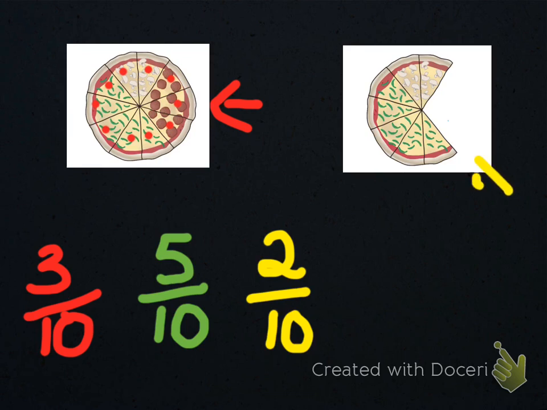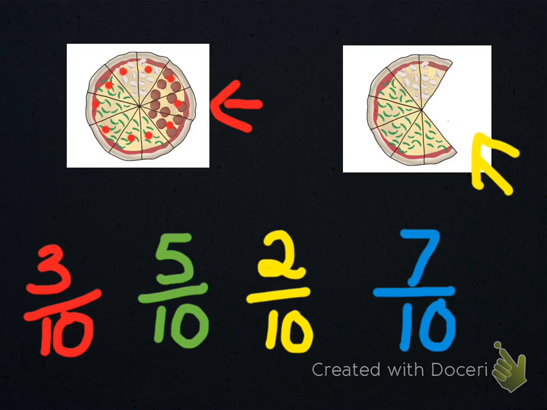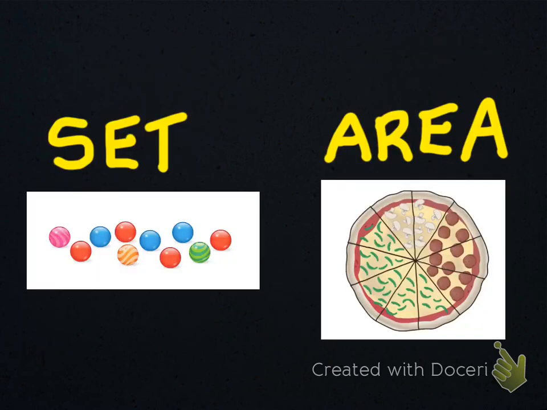Let's look at this picture over here for a second. What if I said to you, how many slices of the pizza are remaining? Meaning how many are still left after everything else has been eaten? So again, you would count how many pieces are still left there, and you would see that there are 7 slices still left out of the 10 that would have been there originally, or 7/10 of the pizza is still left. Hopefully this video has helped you understand the difference between fractions of a set, fractions of an area, and how to show fractions using a numerator and a denominator.